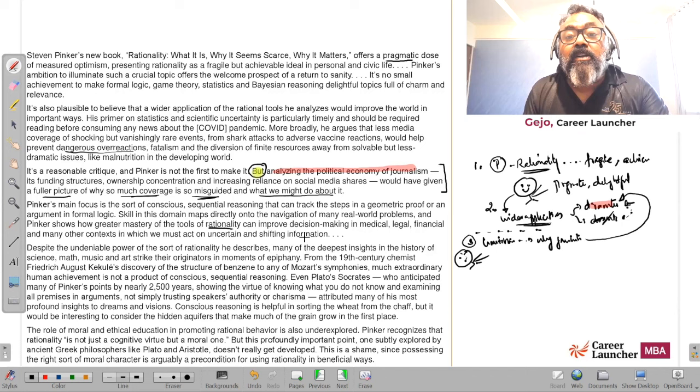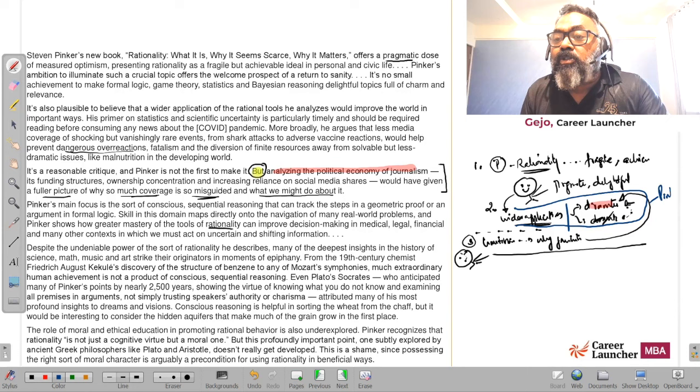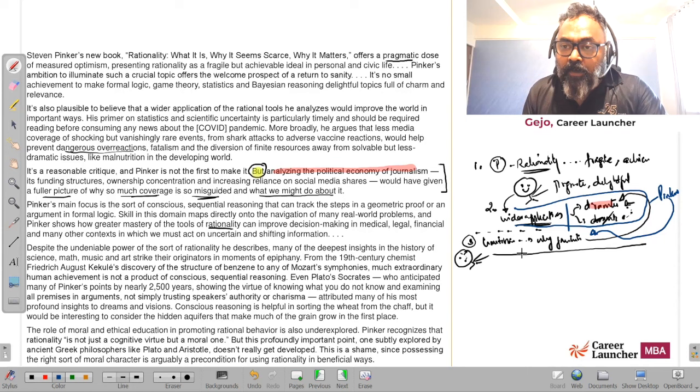So basically, what you've seen so far is the author at this point talking about one aspect of the book. This is basically about what Pinker's book talks about, and the author's critique on that idea.